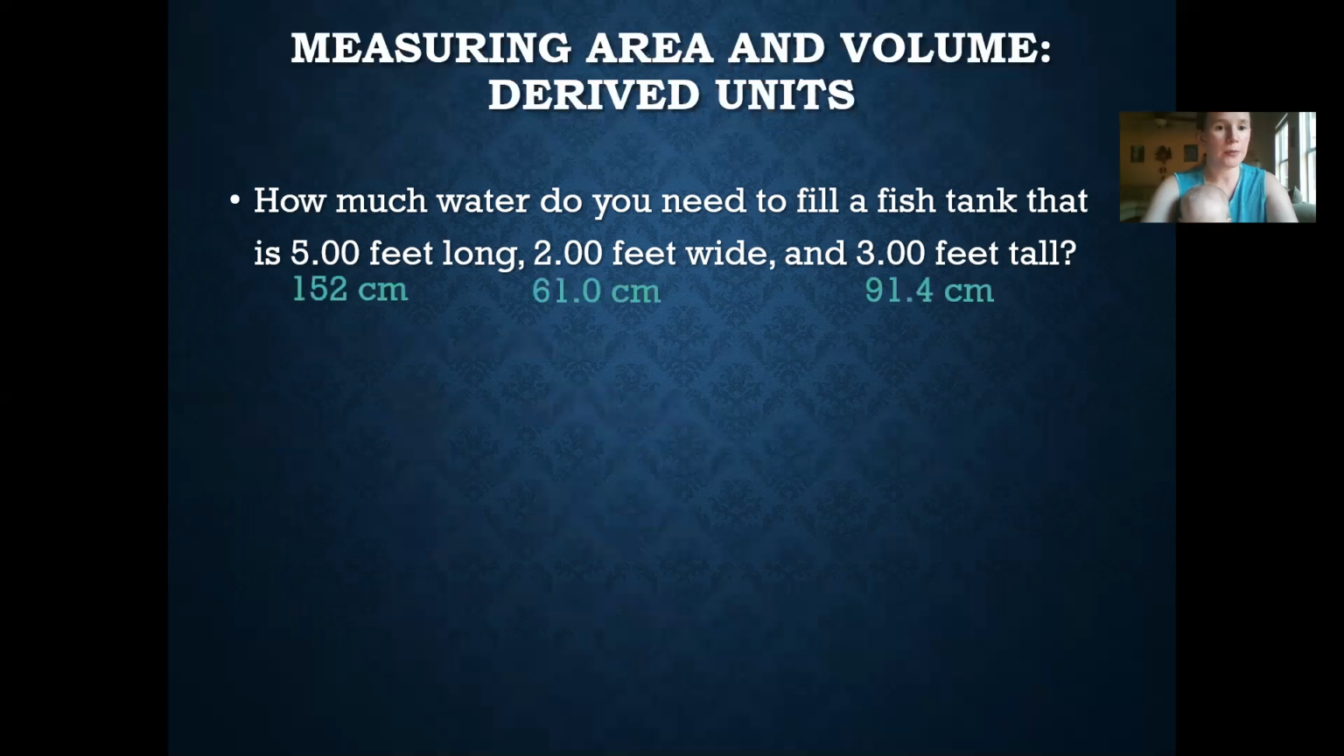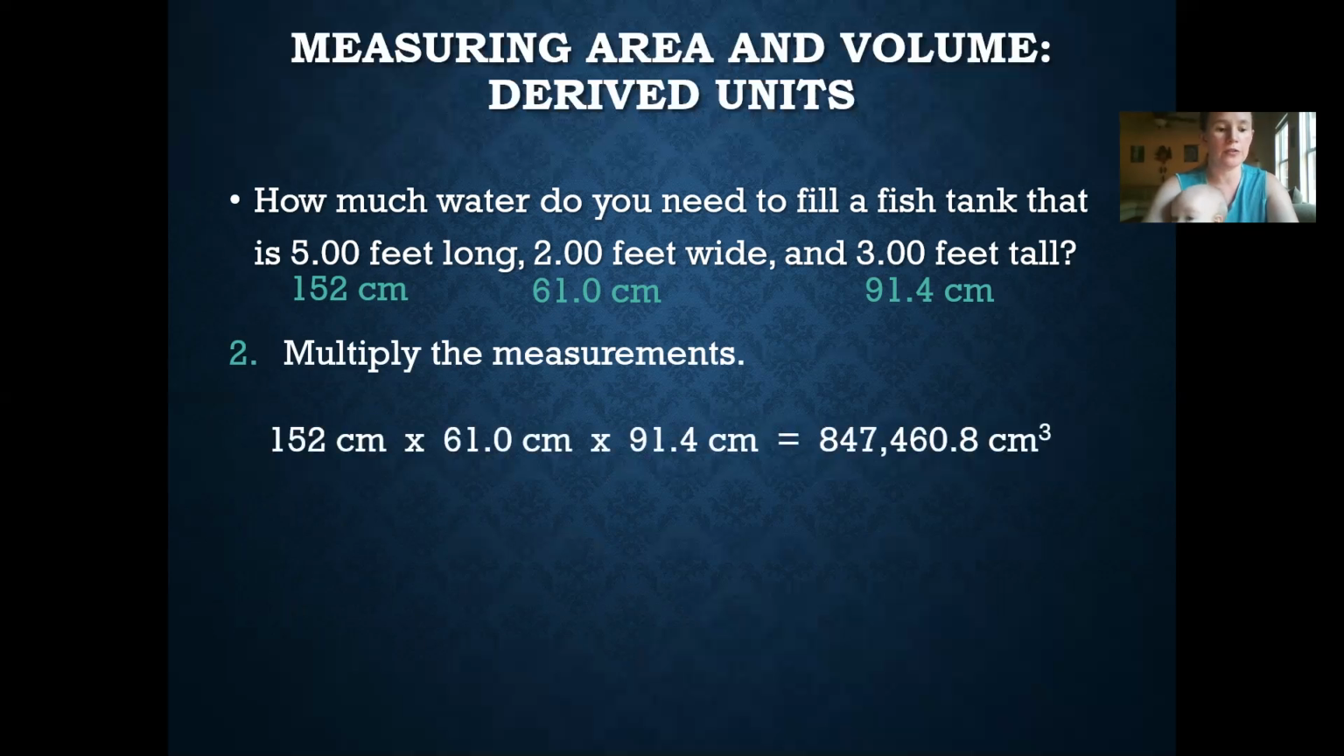The next step is to multiply the measurements. So 152 centimeters times 61.0 centimeters times 91.4 centimeters equals 847,460.8 centimeters cubed. But again, we can only have 3 significant figures, so that makes it 847,000 centimeters cubed. So that's the volume of the fish tank, and that's how much water we need to fill it up. But what is cubic centimeters in the real world?